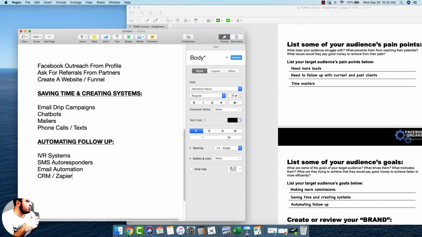So let's jump into the next section. Hopefully this gave you an idea of how to do your assignment. I want you to go much deeper than I did, but hopefully you got the basics covered now. So let's jump into the next lesson.